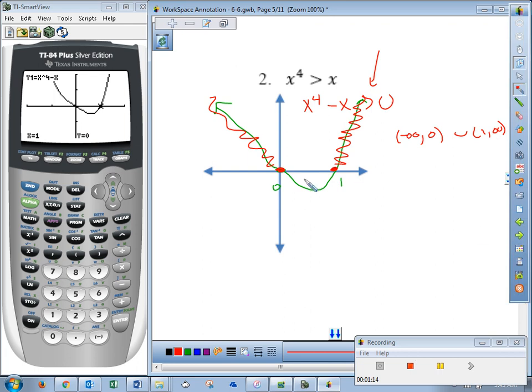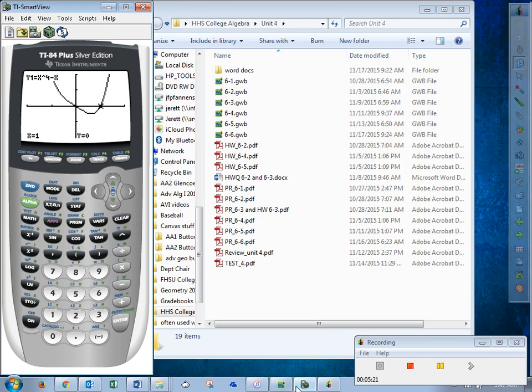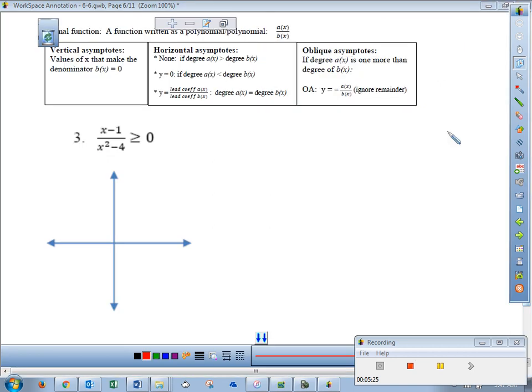Nice. Probably means that you've got multiplicity of 3 roots right there in that situation. Next guy, this is where we're going to run into some problems. We've got rational situations. So before we do a cool little sketch, we will find all our asymptotes first before we make a sketch.